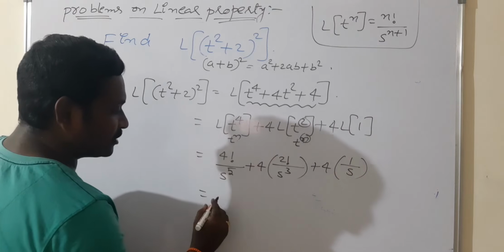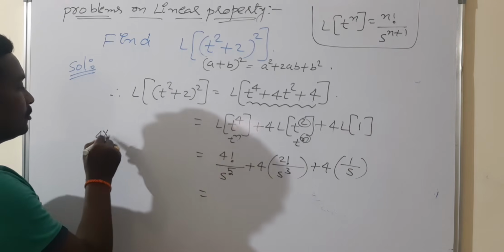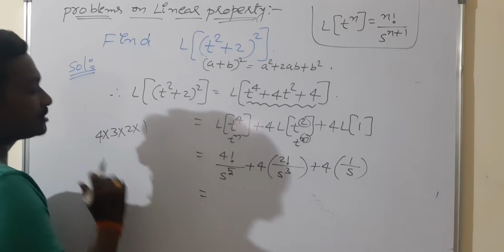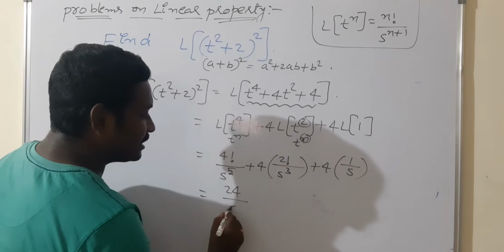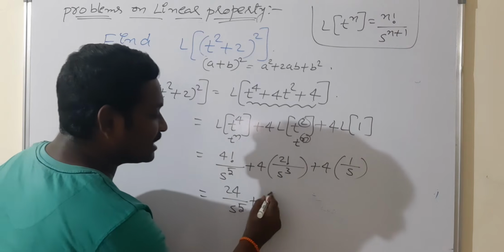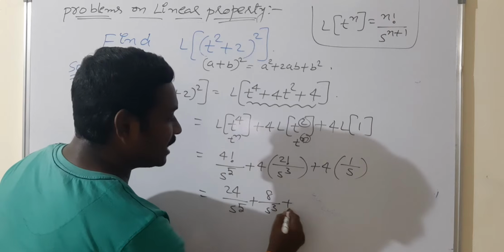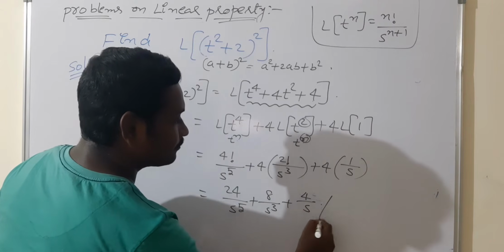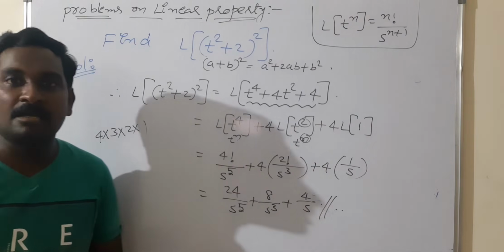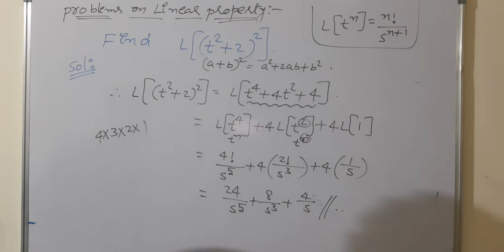So what is 4 factorial? 4 into 3 into 2 into 1. 4 3s are 12, 4 2s are 24. 24 by s power 5 plus 2 factorial is 2, 2 4s are 8 by s cube, plus 4 by s. This is the answer. Please see the next one.